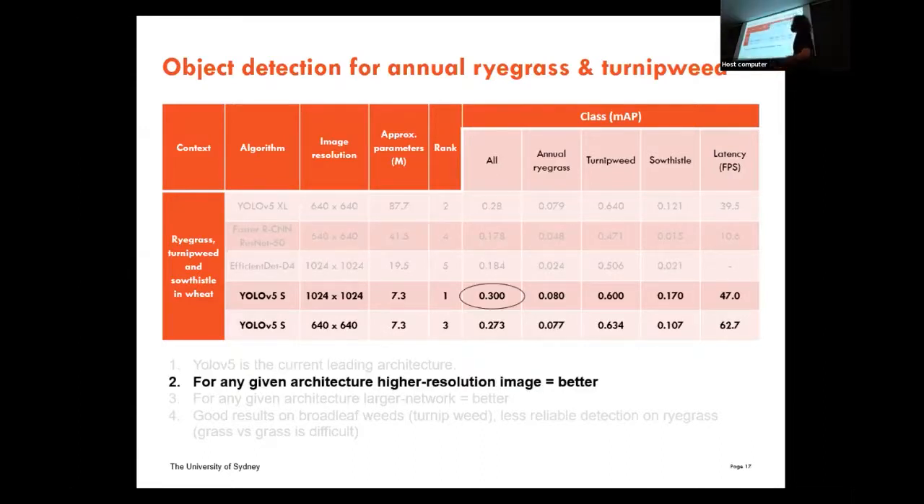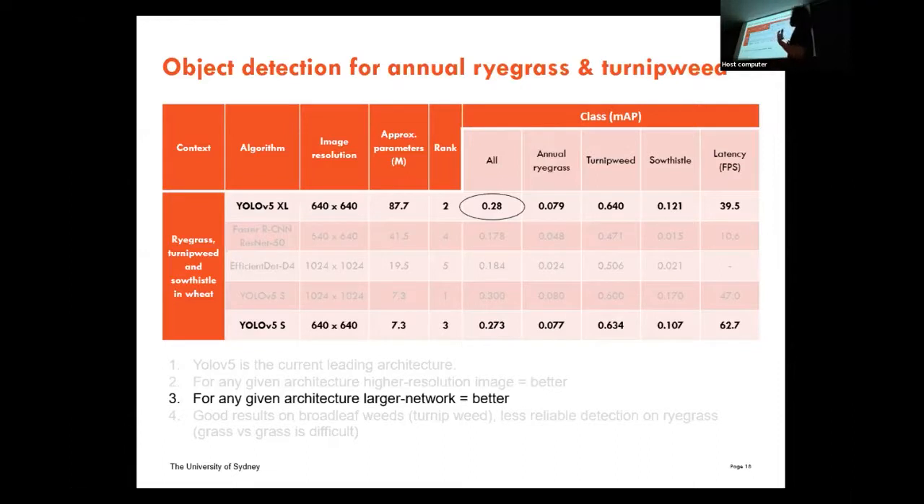So if we choose one architecture and we change the input resolution, we get the intuitive result that using a high resolution image is better. So here we've jumped from 0.27 mean average precision on a 640 by 640 image to 0.3 mean average precision on a 1024 by 1024 image. And that's quite a nice improvement.